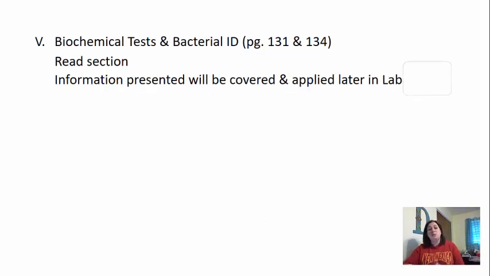Now guys, please read the section over the biochemical tests and the bacterial IDs. This information will be presented later in one of your labs. I believe it is lab 9. But one thing to note is that you should read over this because there are different chemical reactions, there's different biochemical tests we could do to potentially see what organisms we're dealing with.